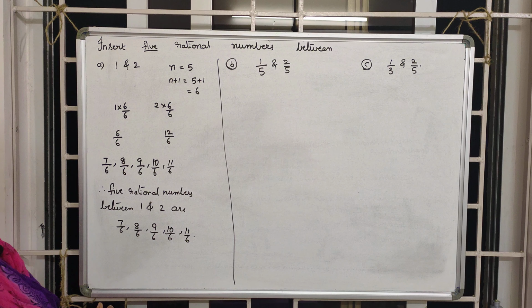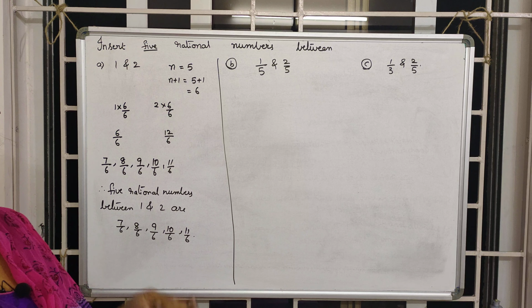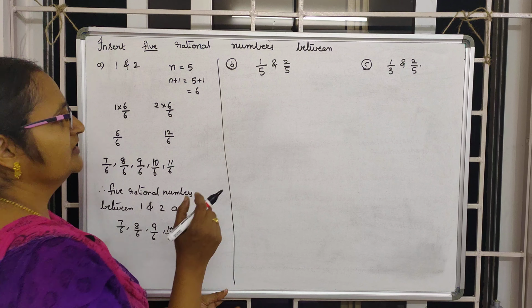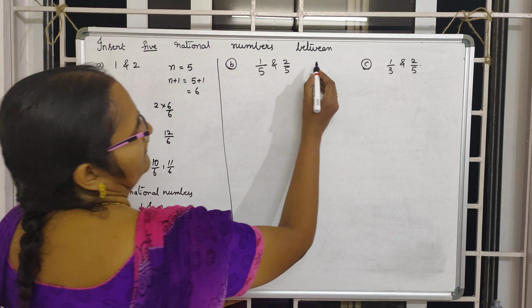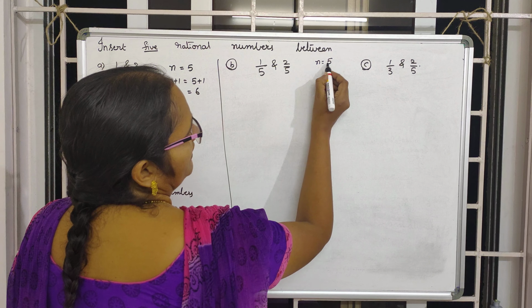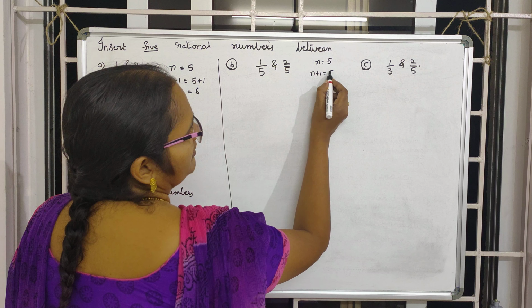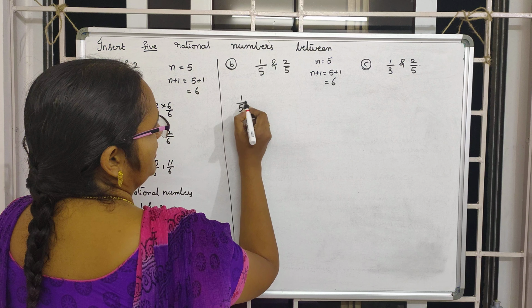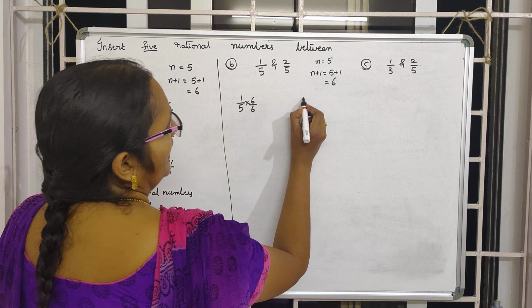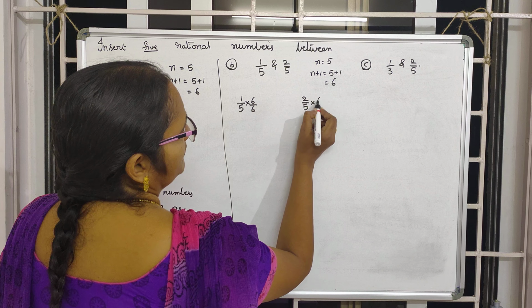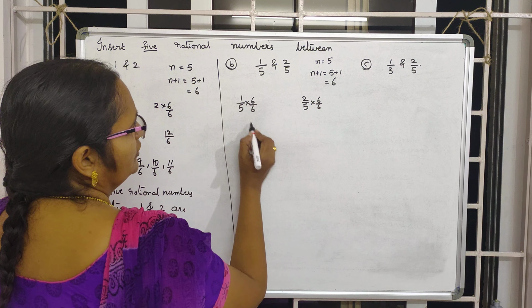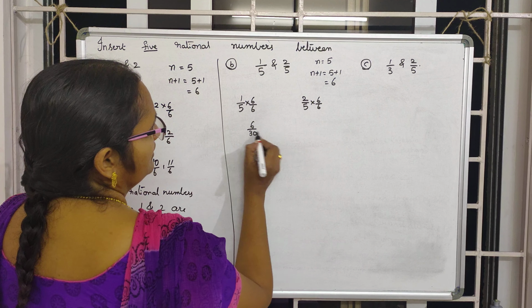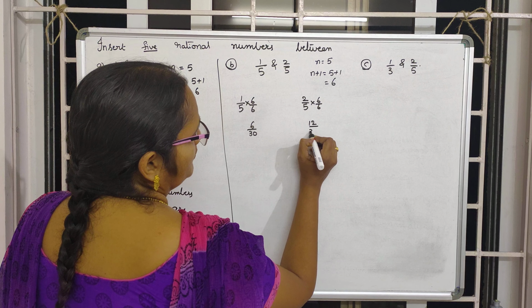Here 1 by 5 and 2 by 5 are given. They are fractions. In this one, here also they are asking us for 5 rational numbers, so I am taking n equal to 5. n plus 1 will become 5 plus 1, which is 6. So this fraction I am multiplying with 6 upon 6, and the other fraction also I am multiplying with 6 upon 6. So the new fractions will be 6 upon 30 and 12 upon 30.